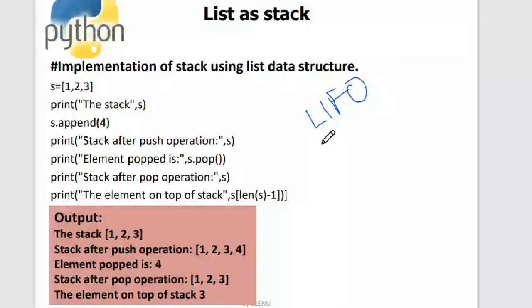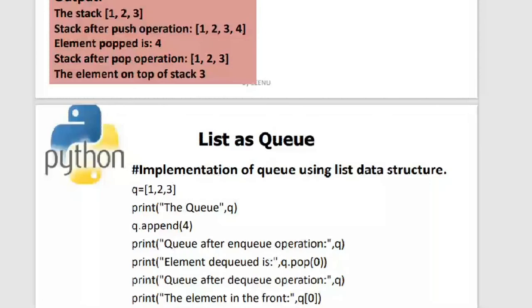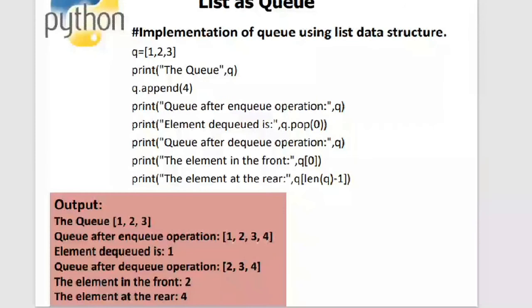In today's class, we'll see how to implement a queue using the list data structure. Queue and stack are considered to be two linear data structures with different principles of insertion and deletion, where stack follows the last in, first out principle, and the queue follows the first in, first out principle.